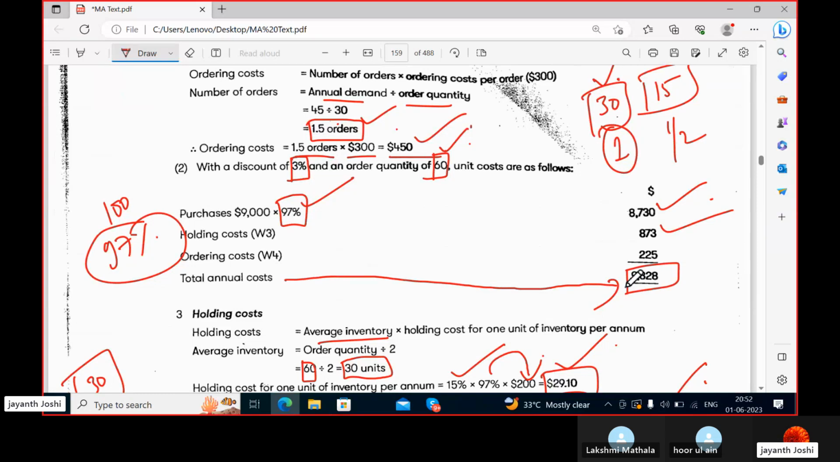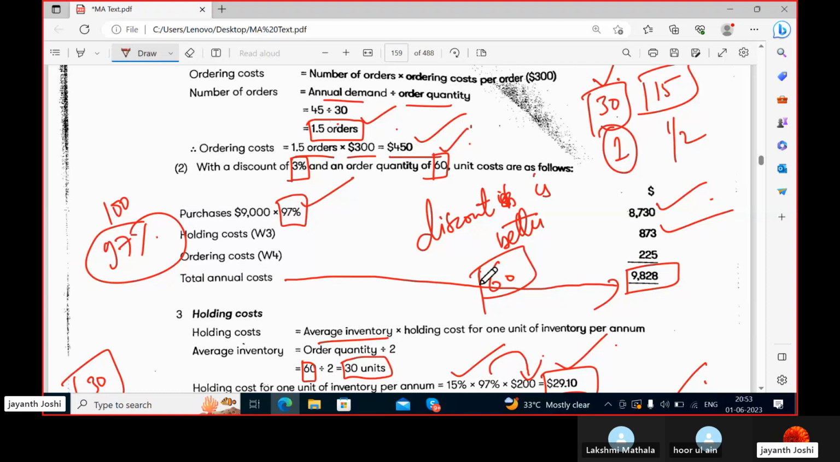Is the discount better, or is the discount not good? Discount is good here. Discount is better. That means if you maintain your inventory levels at 60 units, or go for bulk purchase and avail a discount, your annual cost is reducing. So this is a good option, correct? Now let's go for the third one as well.